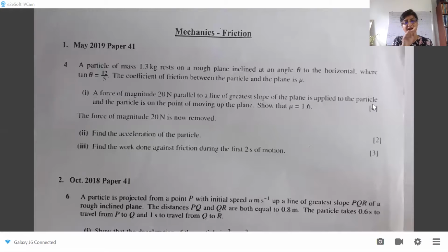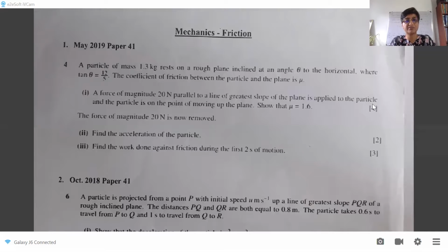If you can underline that little bit, please. On the point of moving means it's about to move. It means it's in limiting equilibrium. That's another way of saying it, okay? And the particle is on the point of moving up the plane. Show that mu is 1.6. 4 marks for that.